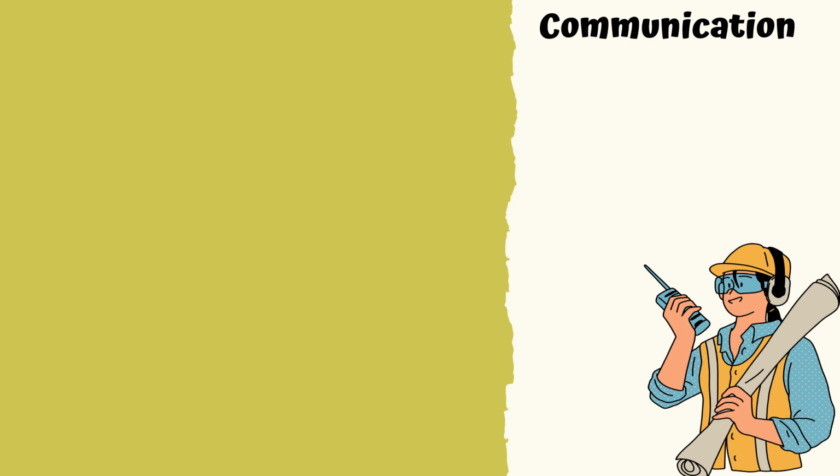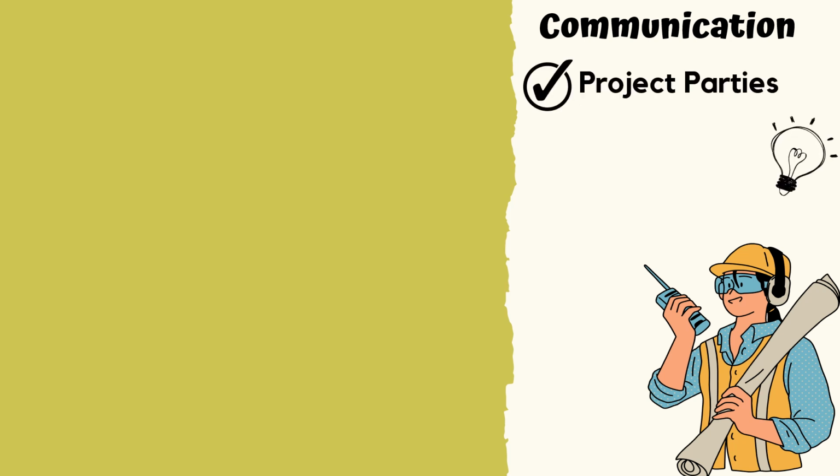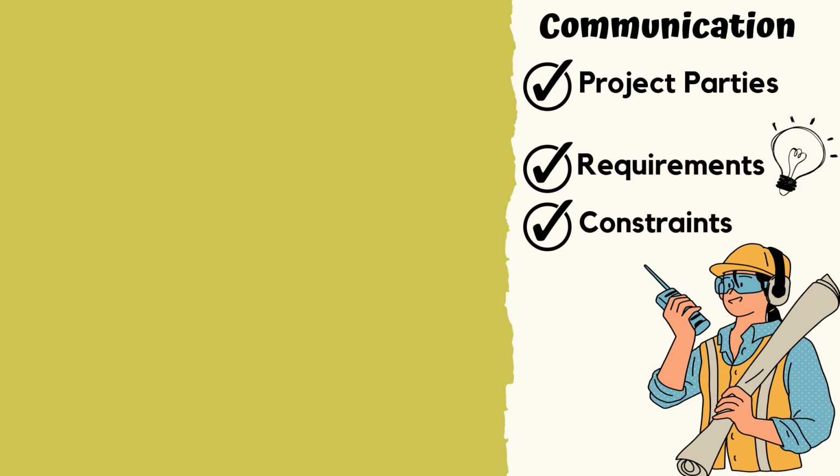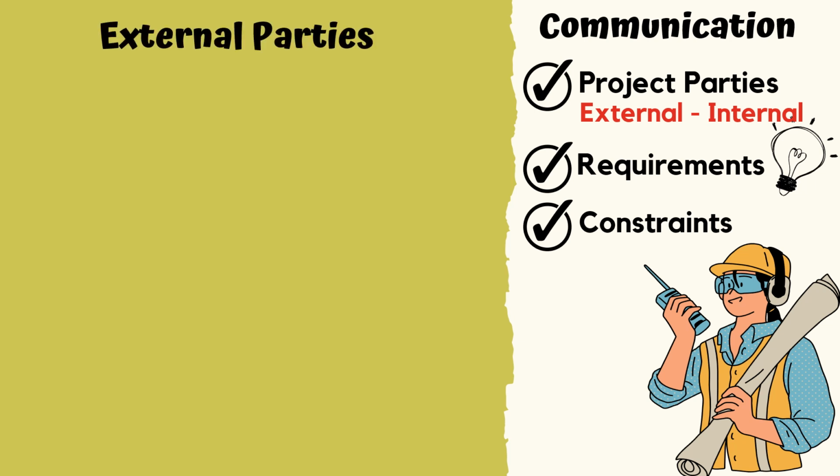Now let's talk about the importance of proper communication. A process engineer isn't working alone. He should understand the project parties and their requirements and constraints. These can be external parties and internal parties. Firstly, let's talk about external parties.